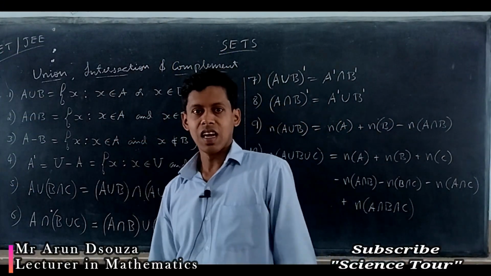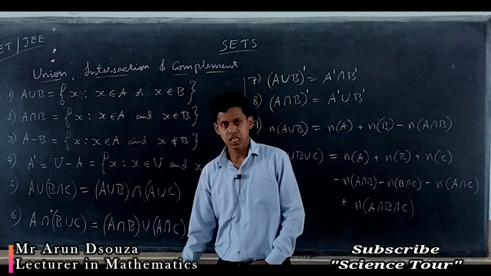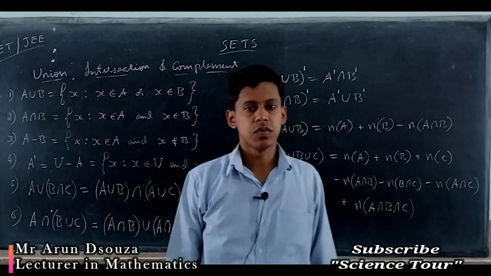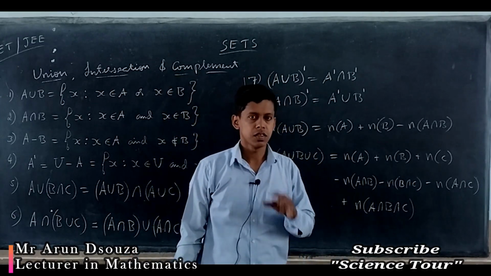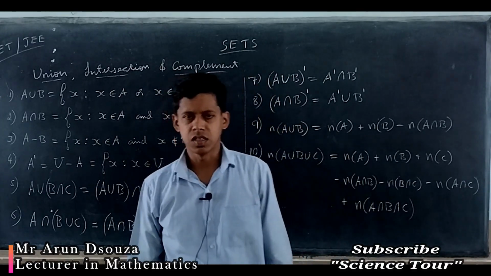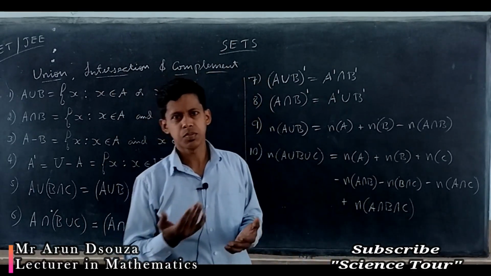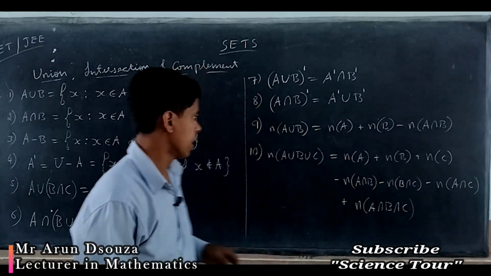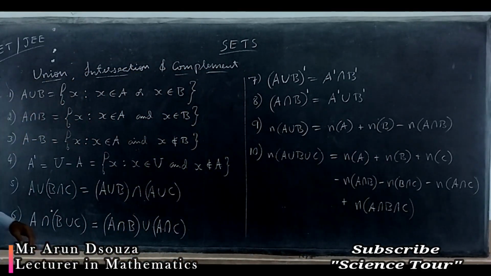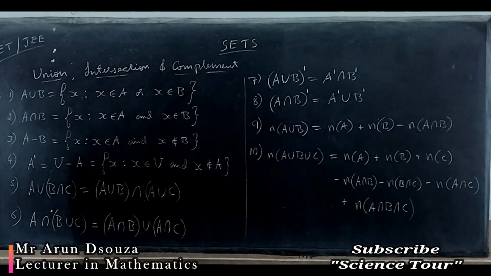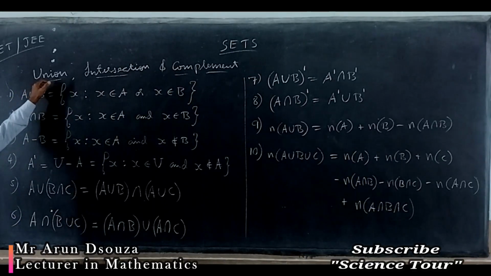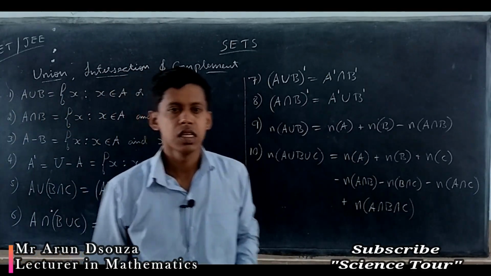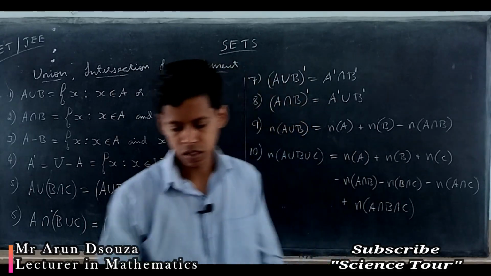Hello dear students and welcome to CET JEE classes of the chapter sets. Well, in the previous class we have discussed some basic concepts of set theory: what is a set, subset, power set, and we have solved some examples too. In today's class we will continue to discuss this chapter and talk about union, intersection and complement, and then we'll discuss some examples related to these concepts.